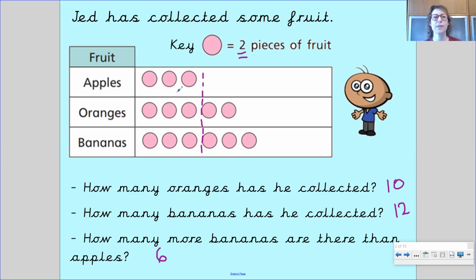The other way you could do that is you could count up how many apples he's got. So he's got 6. You could count up how many bananas he's got, which is 12. And then you could do 12 take away 6, which would also give you 6. So you could do it that way too.